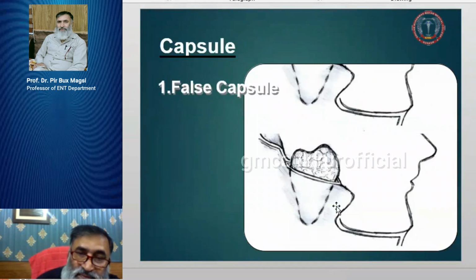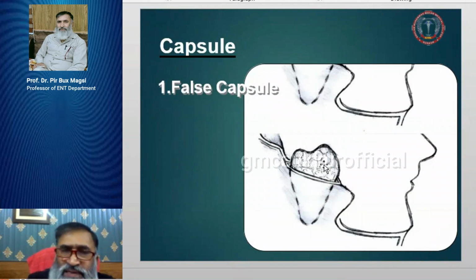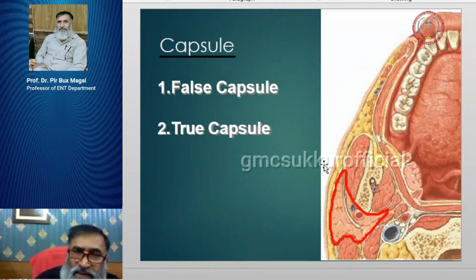This is the capsule. It has two capsules, one is the false capsule and one is the true capsule, and the deep investing fascia of the neck region forms the capsule. So the true capsule is there, the parotid area having one capsule here, and then the internal lining of the parotid fascia. That is the parotid fascia, the fascia of the parotid gland. The other fascia comes from the neck region, the deep investing layer of the neck fascia.